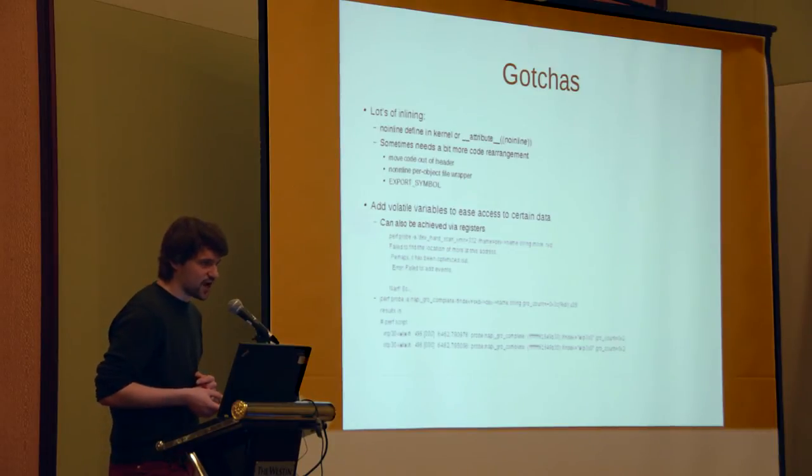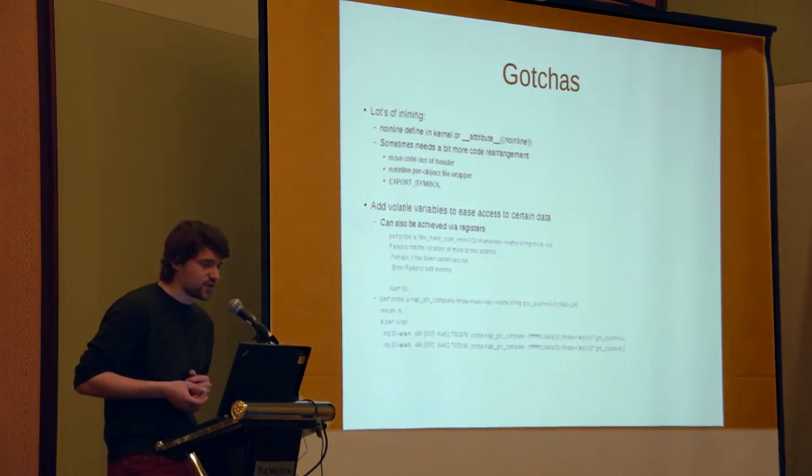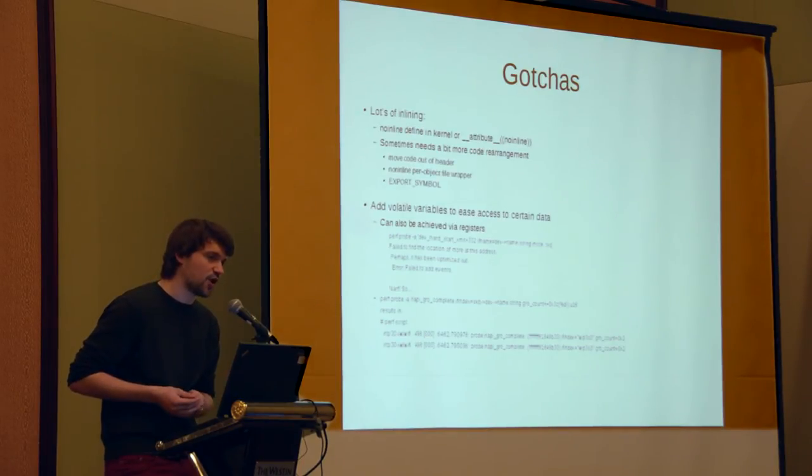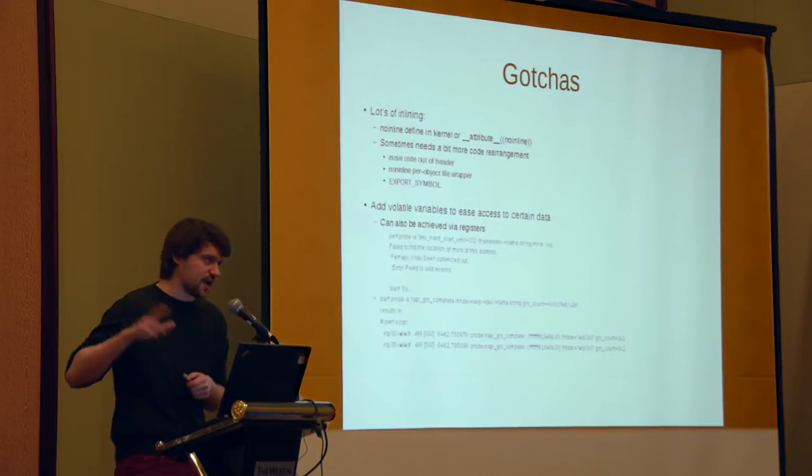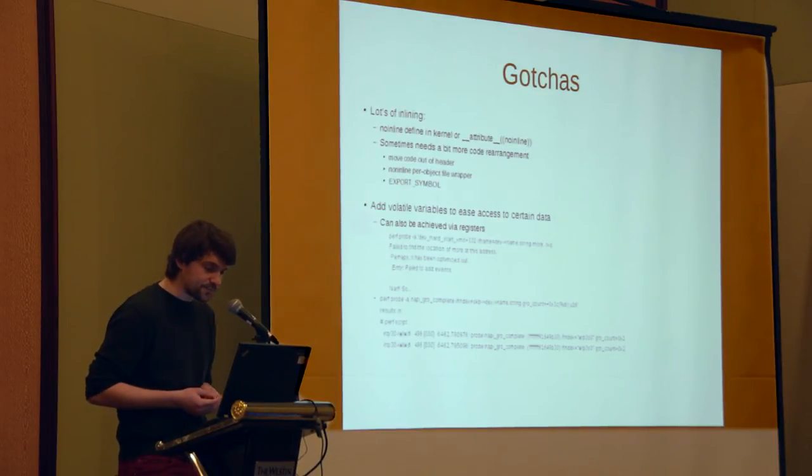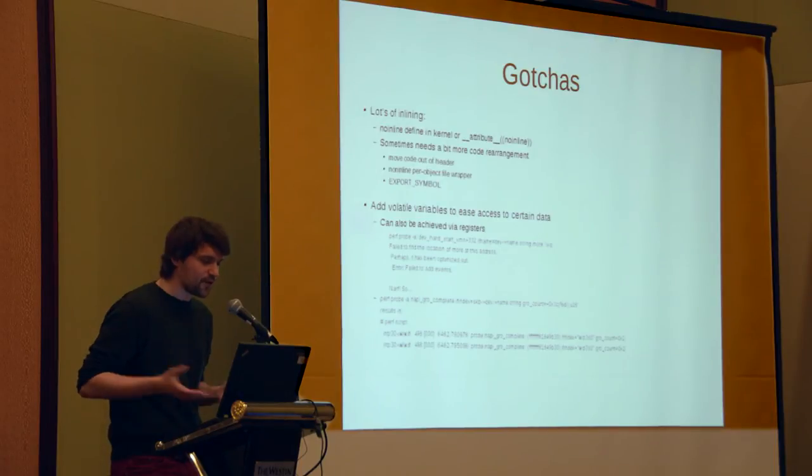And the chance that you can actually specify probes on such code is not that good. So it sometimes actually makes sense to modify your kernel code. We have this noinline defined in the kernel, which expands into the attribute for no inlining, which then basically allows you to specify a probe point directly on this function.